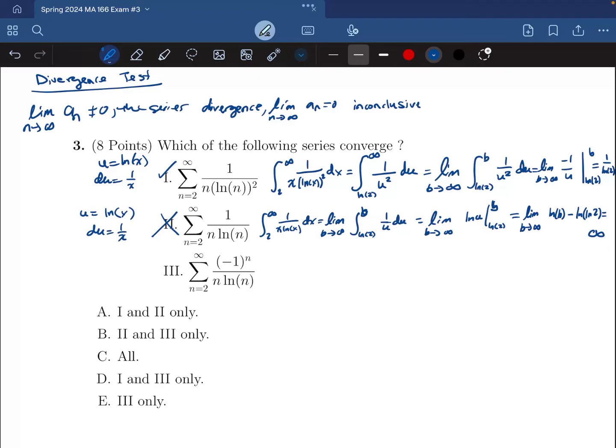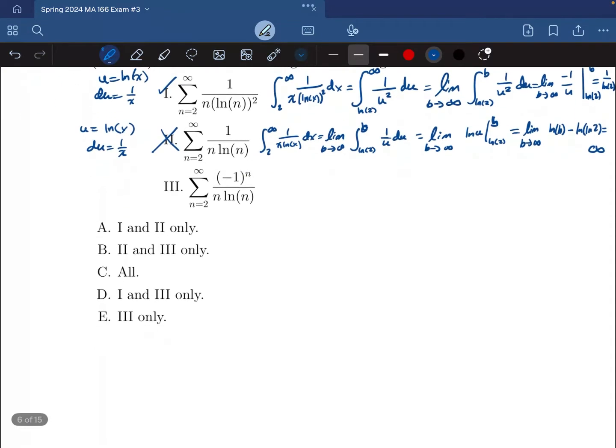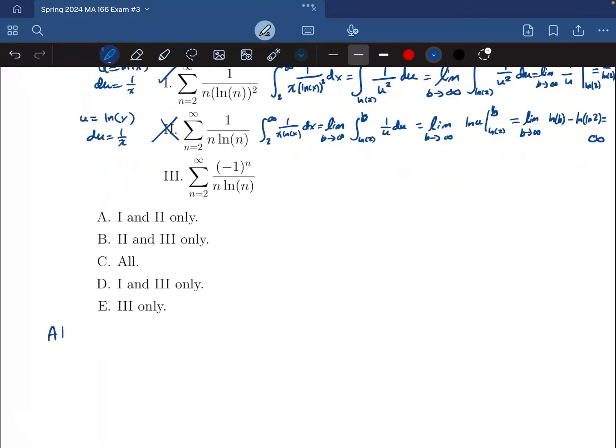So the last series is, as you'll notice, an alternating series. So this negative 1 to the power of n means that each element of the series will alternate between positive and negative. So for an alternating series, we can use the alternating series test, which is easy. There are two conditions for convergence in an alternating series.